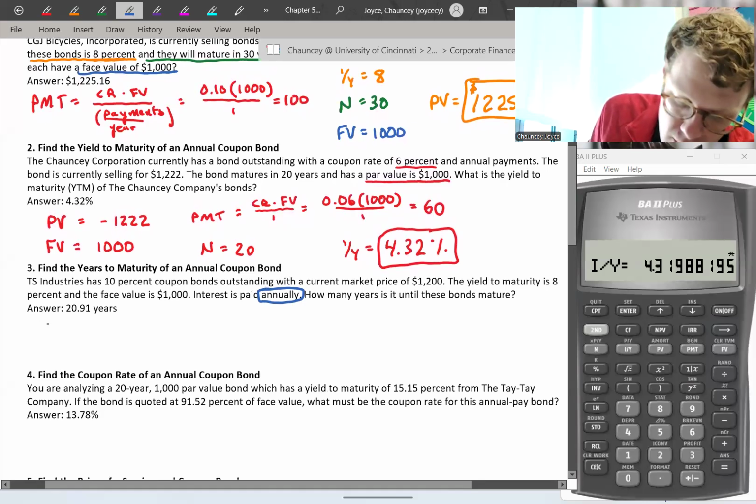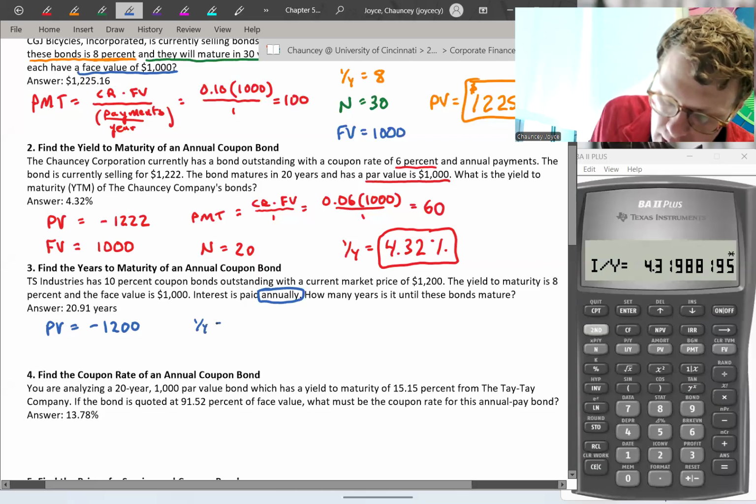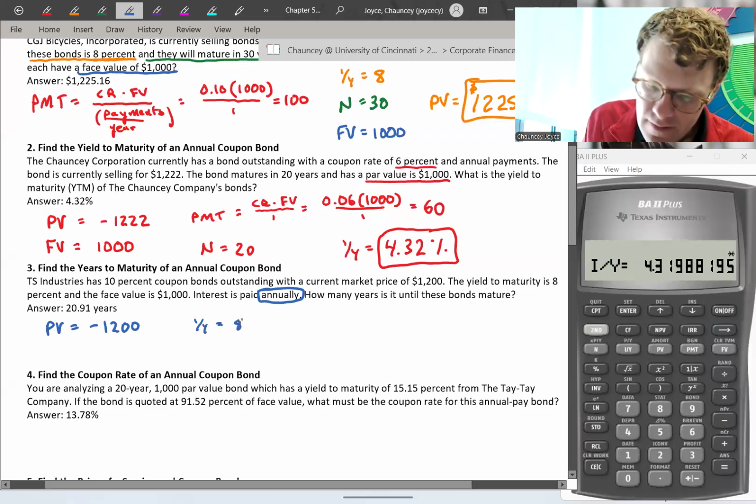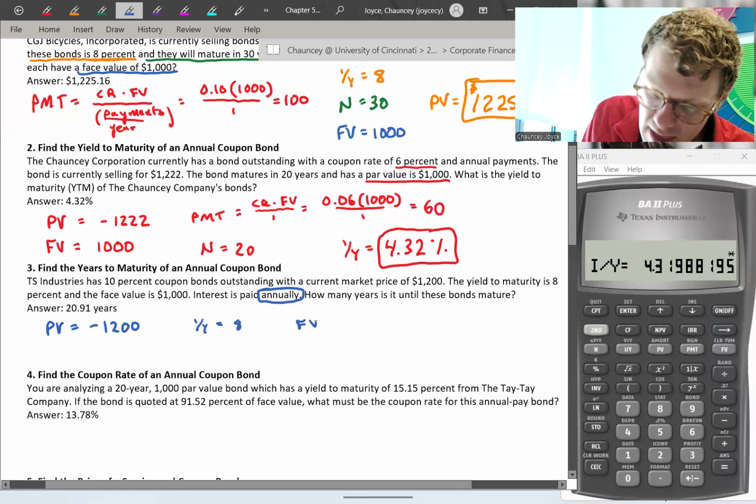So let's fill out what we know. The current market price, again, that's an outflow of 1,200. So put the negative sign in front of it. The yield to maturity, that's your I/Y per period. That's 8. Face value is 1,000.